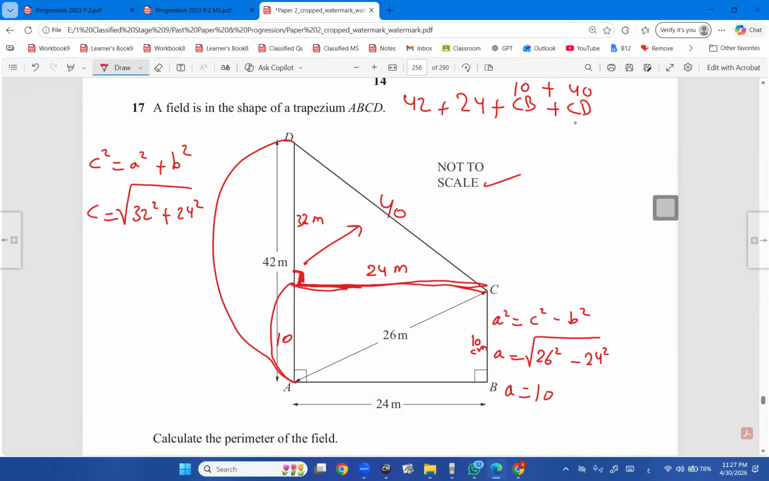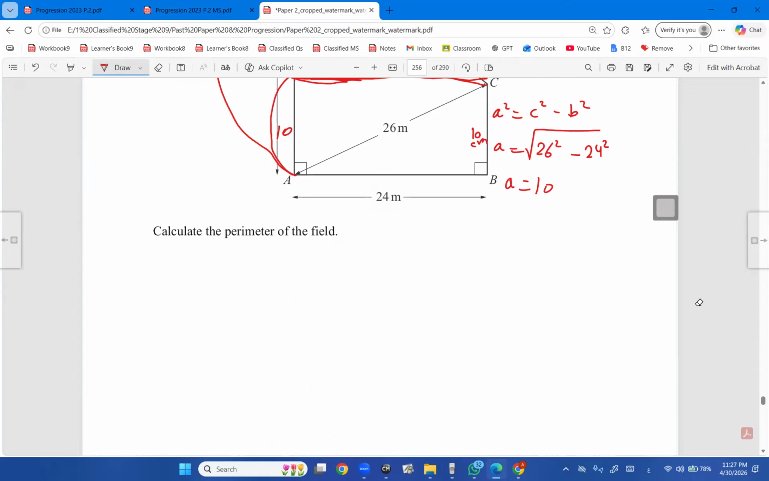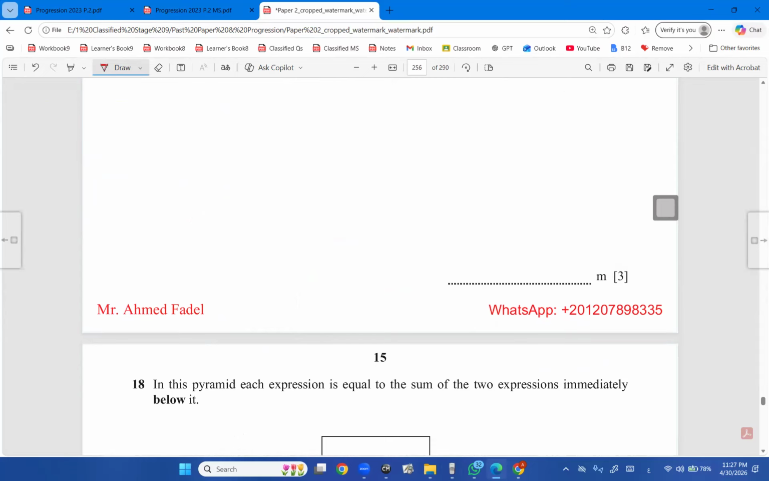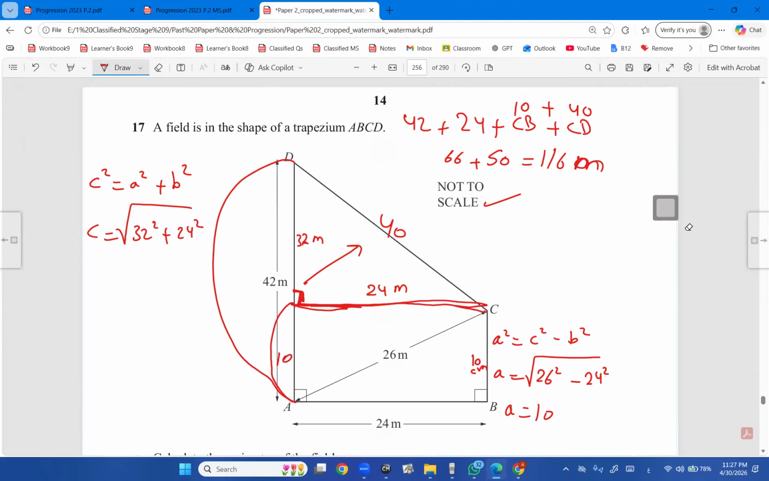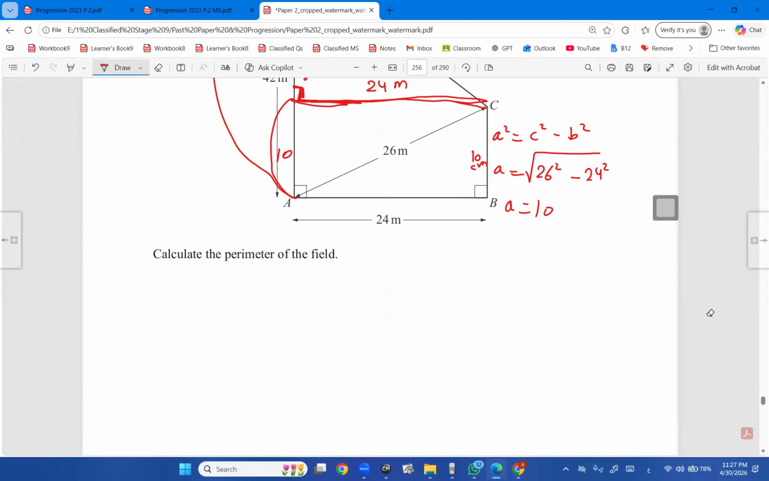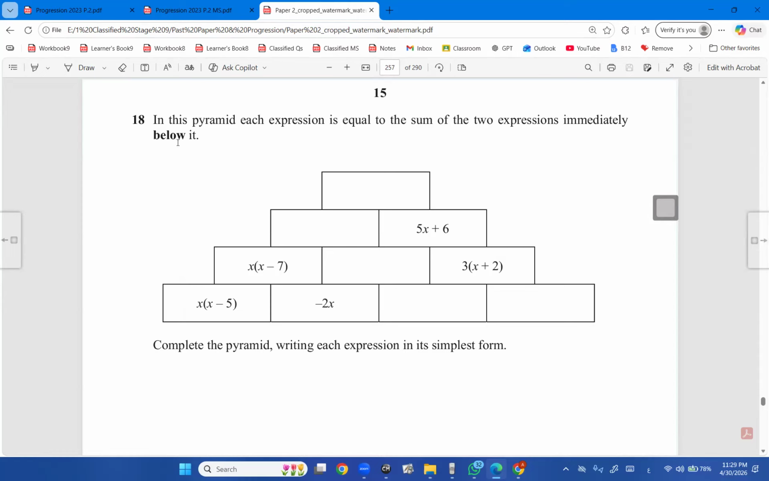Now you can get the perimeter. 42 plus 24 plus 10. So 42 plus 24 is going to give you exactly 66. 66 plus 10 and 40, which is 50, is going to give you exactly 116 meters. 116 meters exactly. So you go down there and you write 116. Definitely had all this space to work it out, but I didn't want to zoom out, so I used the space at the top.